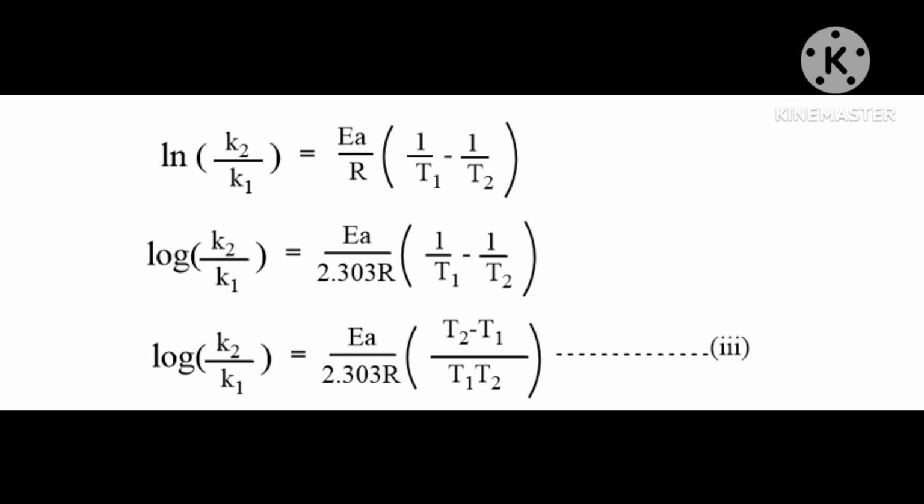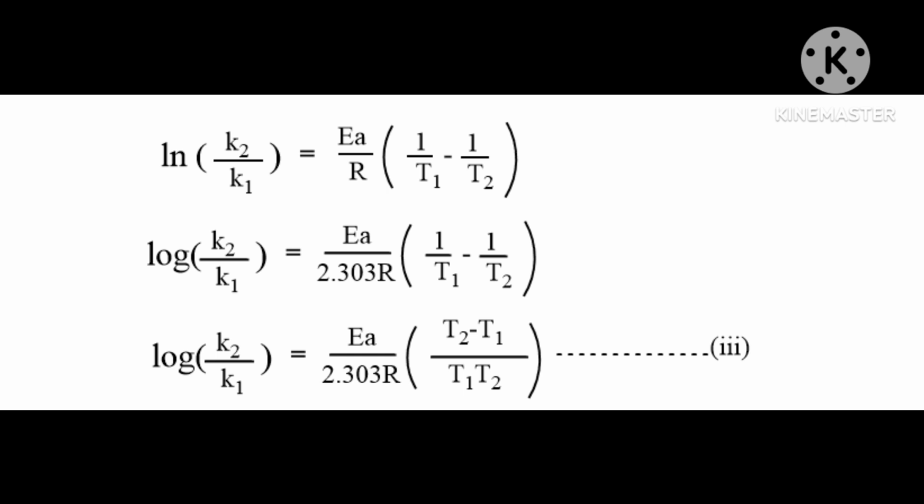And after that, it depends upon your wish that you can convert ln into log also. Then you know that you have to multiply by 2.303 if you want to convert into log. Otherwise you have to remember this: ln K2 upon K1 is equal to EA upon R in bracket 1 upon T1 minus 1 upon T2. This is the only important thing. But if you want to convert into log, then you have to multiply by 2.303. Then ln will convert to log.